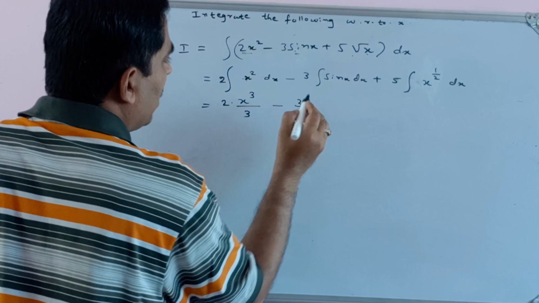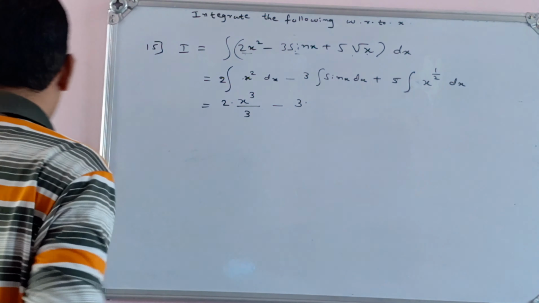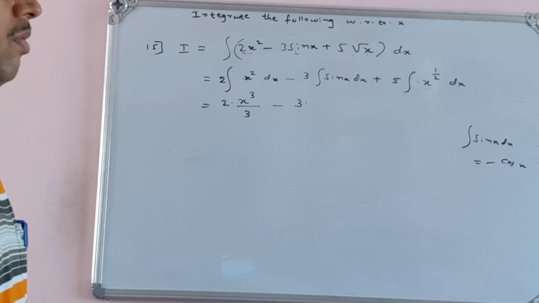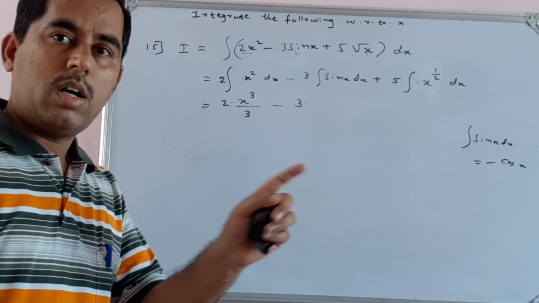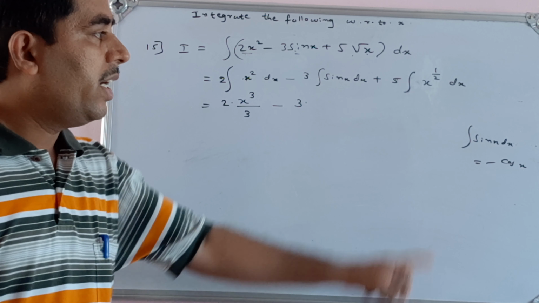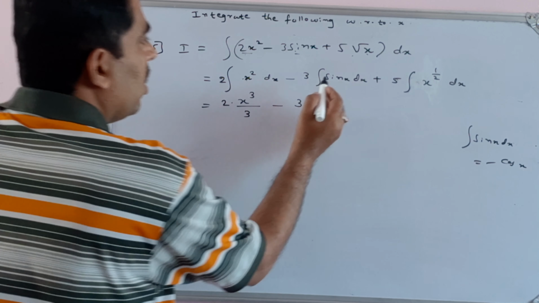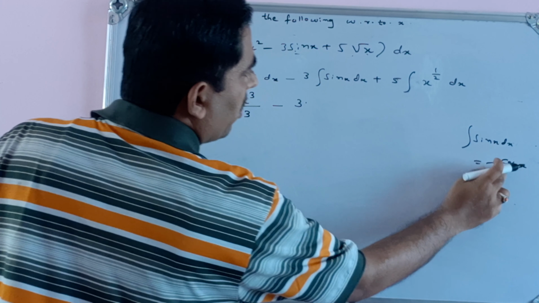So minus 3 into, what is the integration of sin x? See, integration of sin x, you must know the formula. Integration of sin x is minus cos x. Because derivative of cos x is minus sin x. That's why integration of sin x is minus cos x. So here I have to write minus cos x.